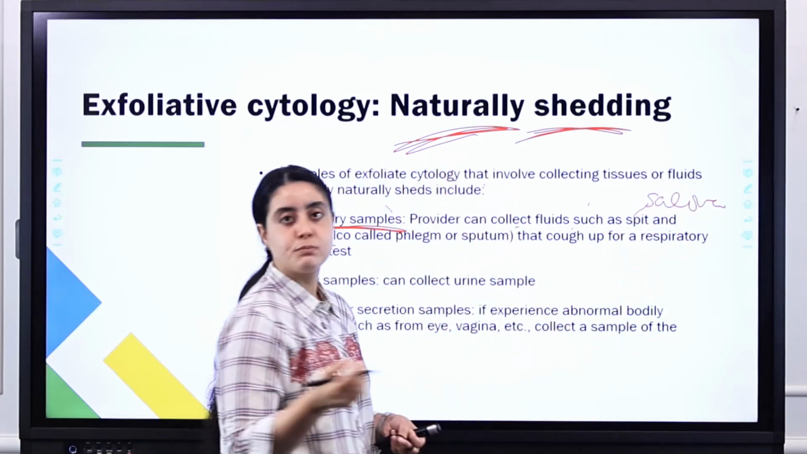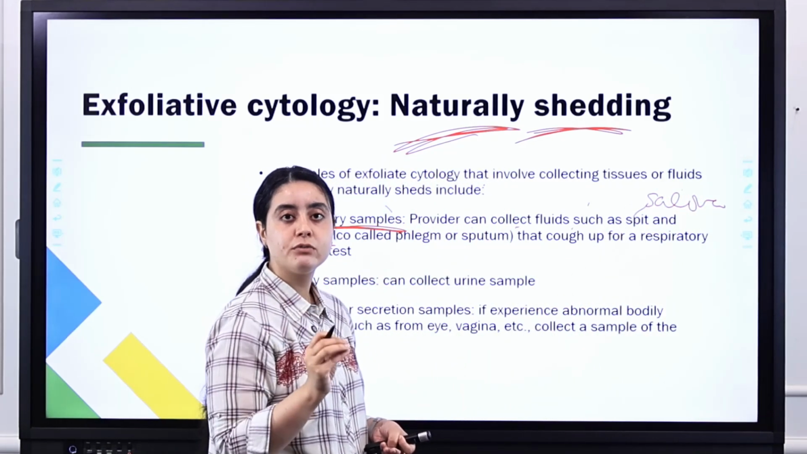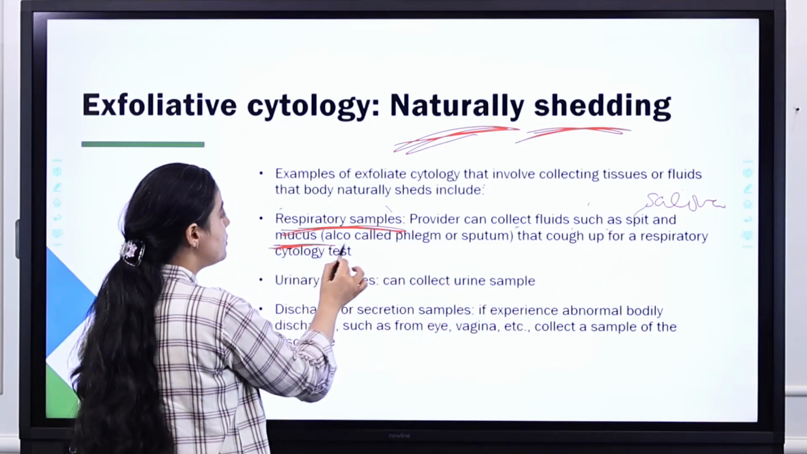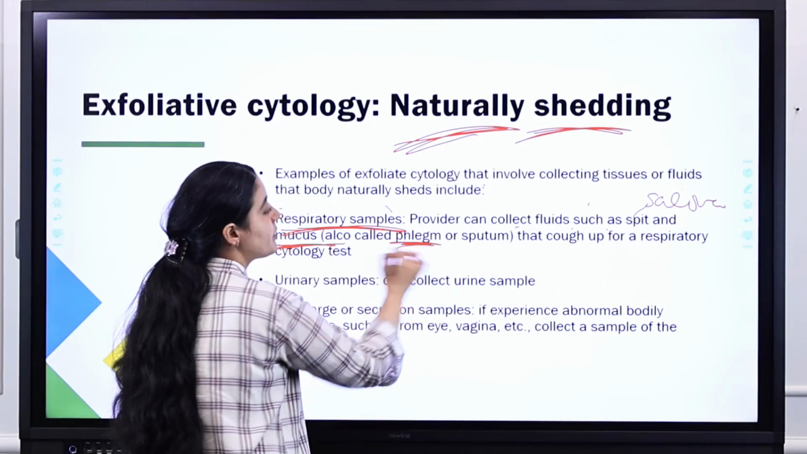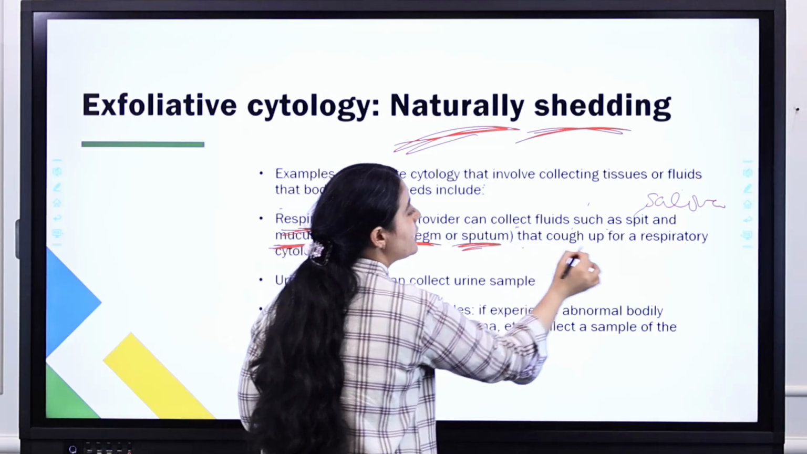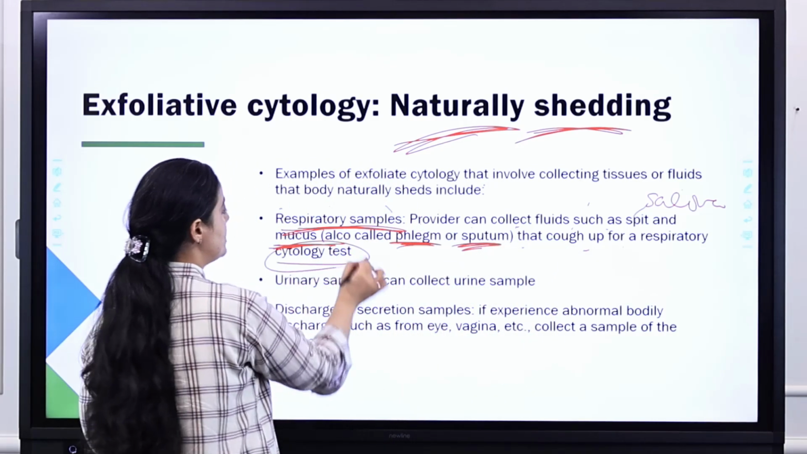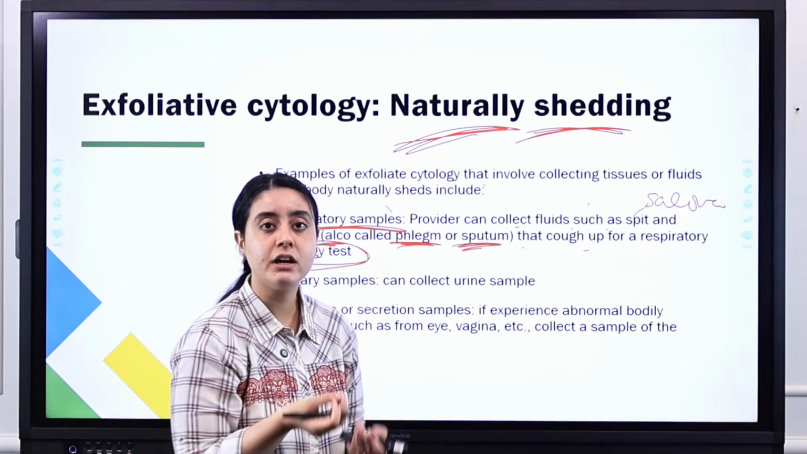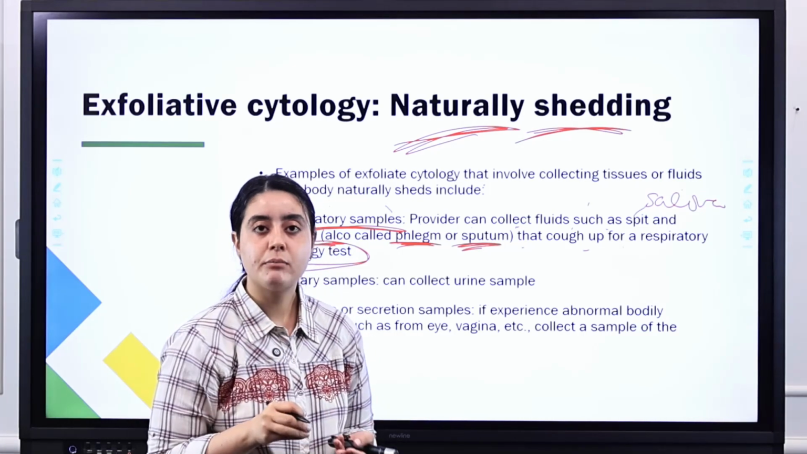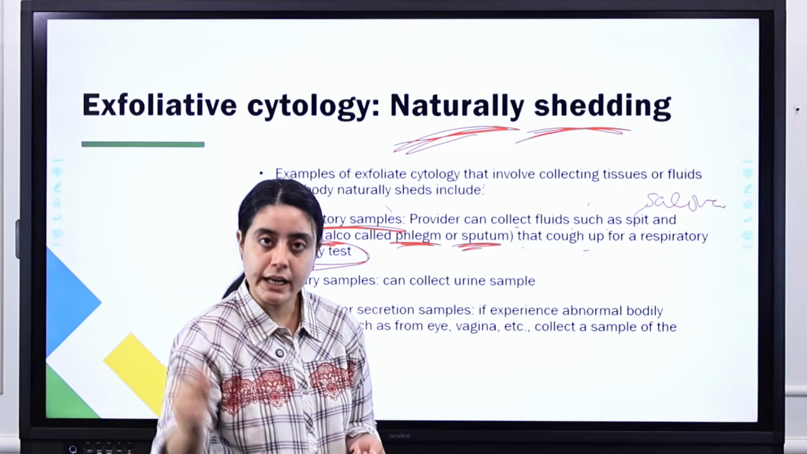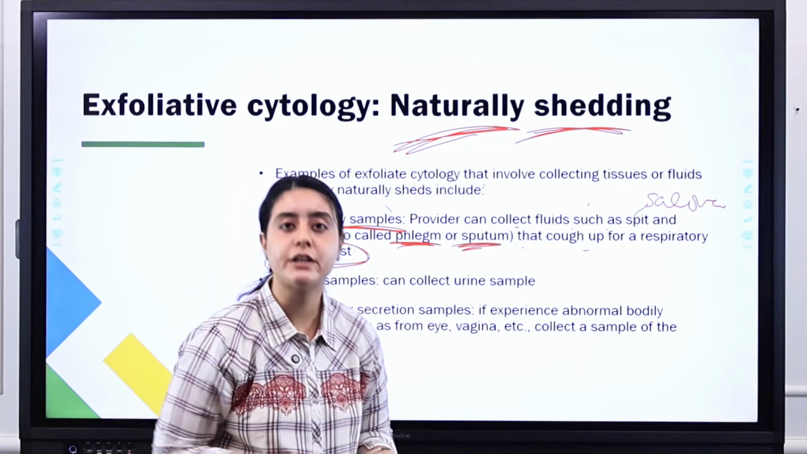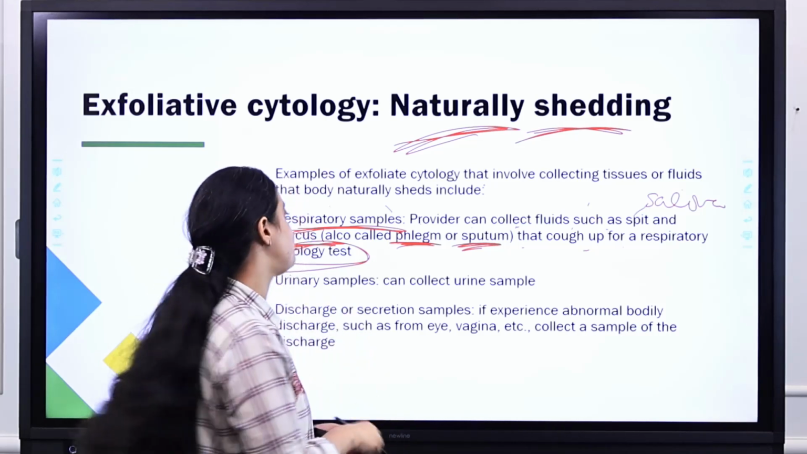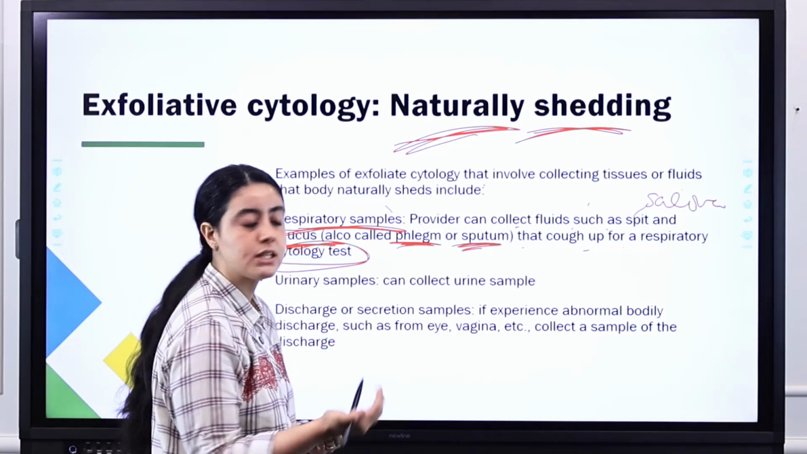Saliva or sputum is a type of tissue which our body naturally releases. So spit or saliva or mucus, which is also known as phlegm or sputum, that is coughed up for a respiratory cytology test. The patient can easily cough up the phlegm or the saliva into the container. With these samples, the provider doesn't have to collect it from the patient. The patient can naturally shed it from their body, and it can be collected in the container and sent to the lab for further procedures.